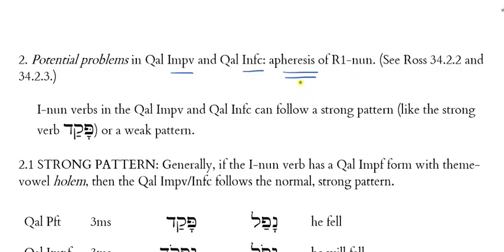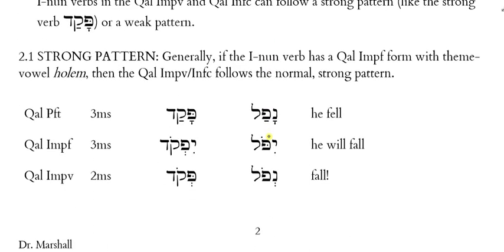Before we get to the weakness, though, where this happens, let's just talk about where it doesn't happen. One noon verbs in the Qal imperative and the Qal infinitive construct can follow a strong pattern like the strong verb pakad, or a weak pattern. And it's the weak pattern where aphoresis happens. Okay, so let's talk about the strong pattern first here. The strong pattern, 2.1. Generally, if the one noon verb has a Qal imperfect form with theme vowel holem, then the Qal imperative and infinitive construct follows the normal strong pattern.